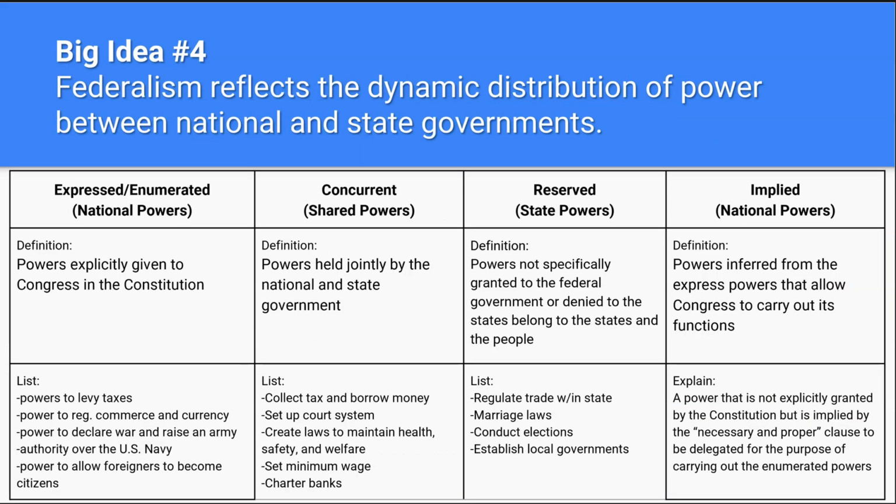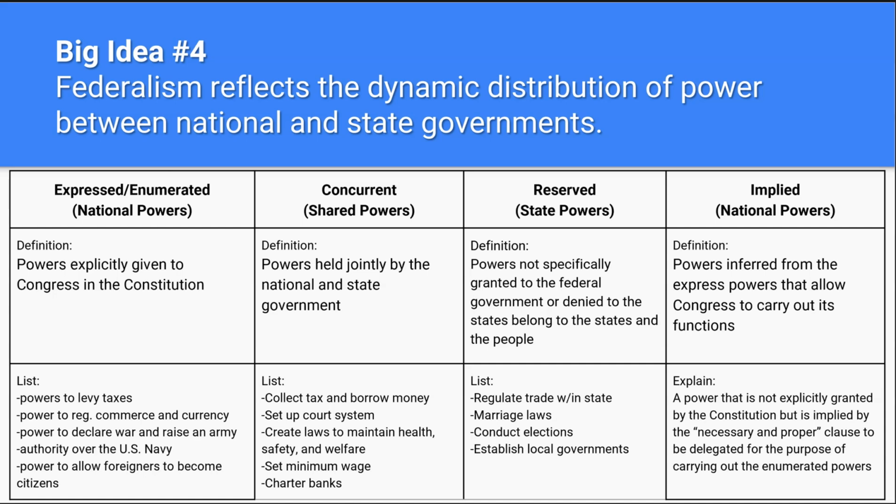Big idea number 4, federalism, and this certainly is something that is relevant in 2020. Federalism reflects the dynamic distribution of power between national and state governments. And we talked about the different types of power that governments have, whether it's national or state. So just to talk through this real quick, we've got the expressed powers or the enumerated powers of the national government. So powers explicitly given to Congress in the Constitution. For example, powers to levy taxes, powers to regulate commerce and currency, powers to declare war and raise an army, the authority over the U.S. Navy, the power to allow foreigners to become citizens.